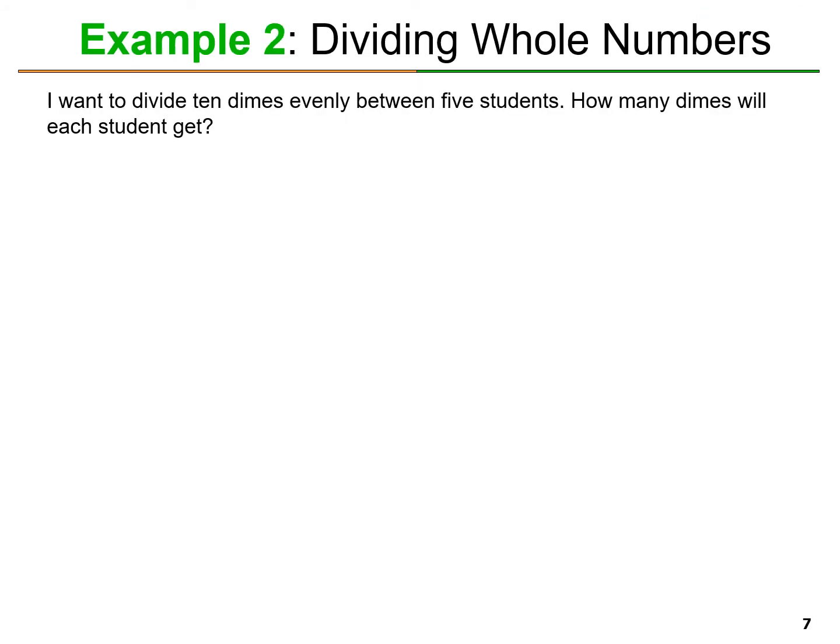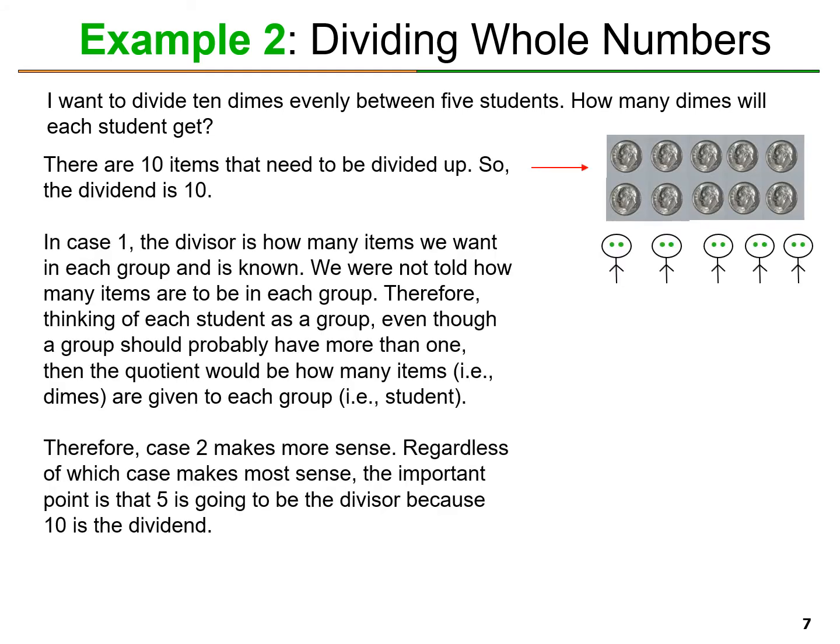Example 2: I want to divide 10 dimes evenly between 5 students. How many dimes will each student get? So here are the dimes: 1, 2, 3, 4, 5, 6, 7, 8, 9, 10. So there are 10 items that need to be divided up. So the dividend, the total number of items that need to be divided up, is 10. 1, 2, 3, 4, 5 students.